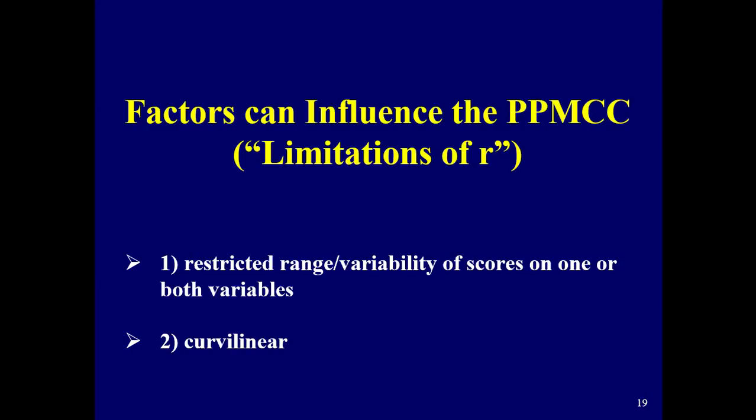So let's go through this. The next 6 slides or so really deal with this first limitation, this first factor that can influence what we see with the Pearson R, and that has to do with restricted range or variability of the scores. So let's take a look at that. I'll run through these fairly quickly.